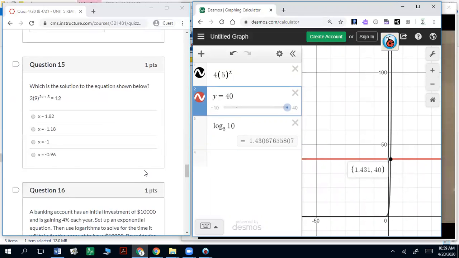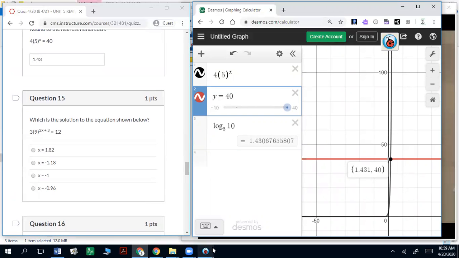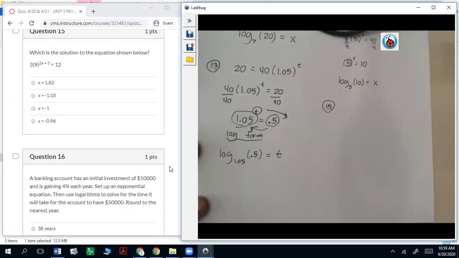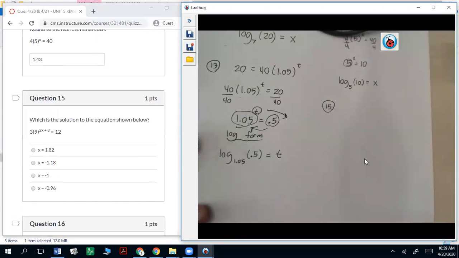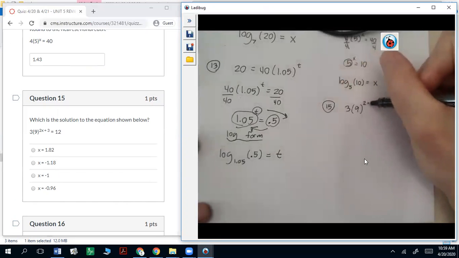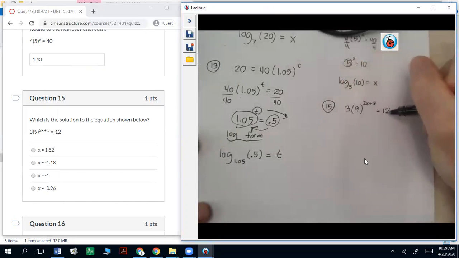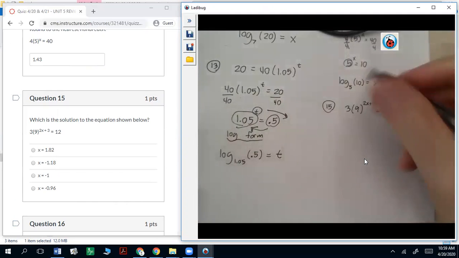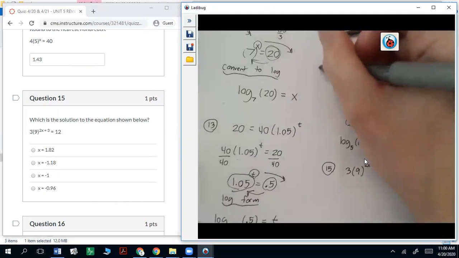And question 15 will round out this video. Which is pretty much like the questions below it. So in question 15, it says, what is the solution to the equation shown below? 3(9^(2x+3)) = 12. And we have 4 answer choices. So if you have answer choices, you can plug them in and see which works, but we'll solve them the way that we did in the previous problems so you can see them all.